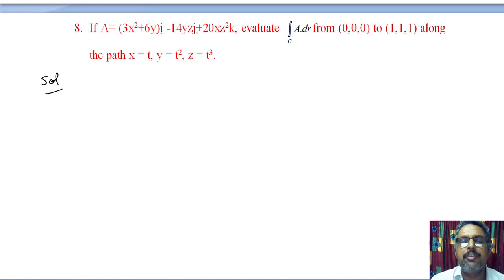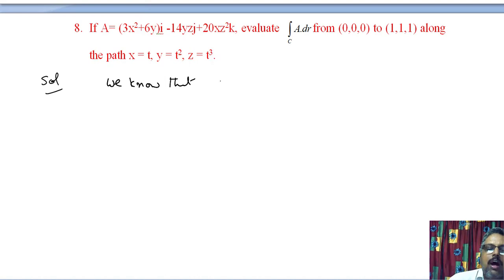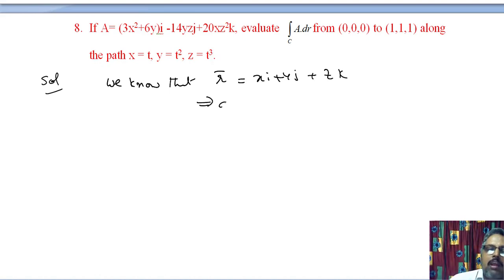Now, we know that r bar equals xi + yj + zk, and dr bar equals dx i + dy j + dz k. What is F dot dr? Sorry, here A dot dr is (3x² + 6y) dx − 14yz dy + 20xz² dz.